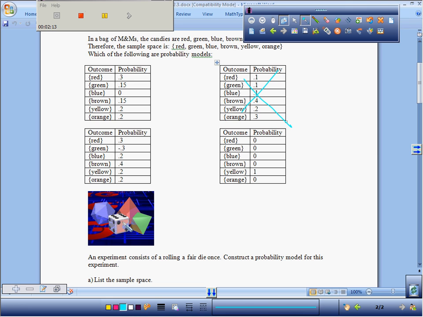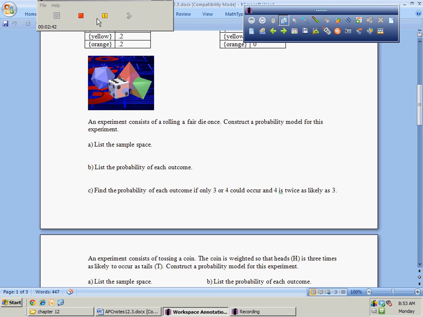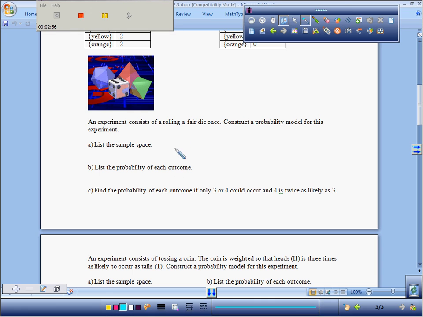And this is a picture of a number cube, because you're not allowed to say dice in class, because that implies gambling, which you're not allowed to talk about. An experiment consists of rolling a fair die; construct a probability model for this. So the sample space is just what can happen on a die, which is you can get a 1, a 2, a 3, a 4, a 5. Oh, I wasn't supposed to say dice. Number cube. List the probability.